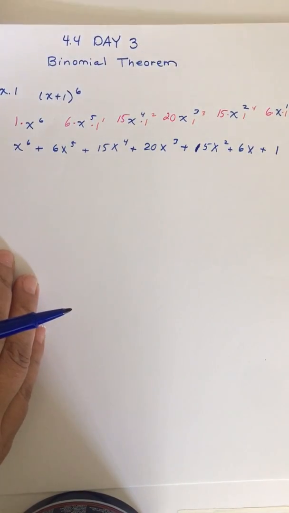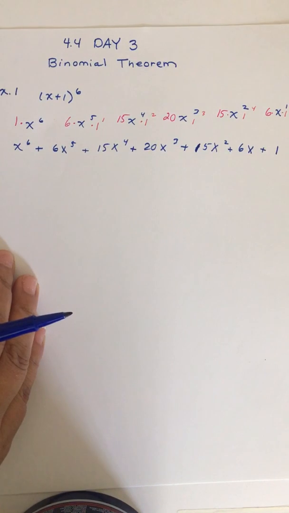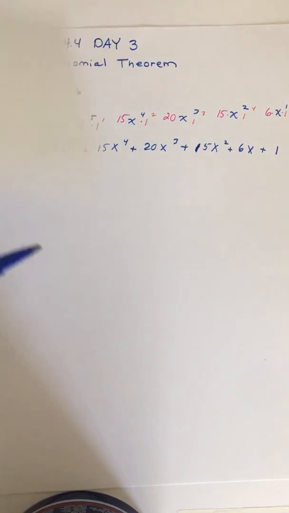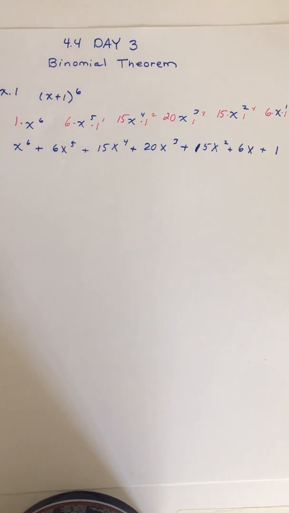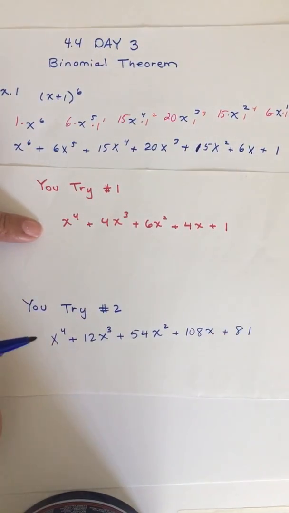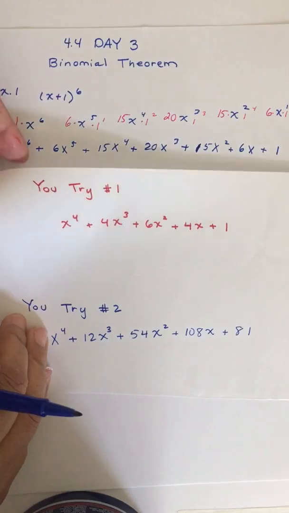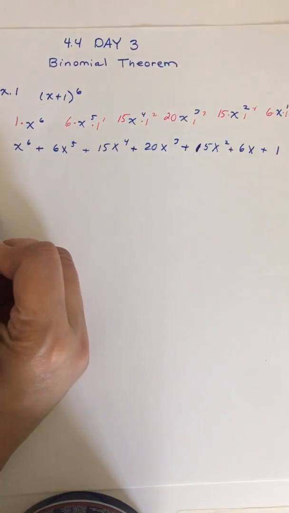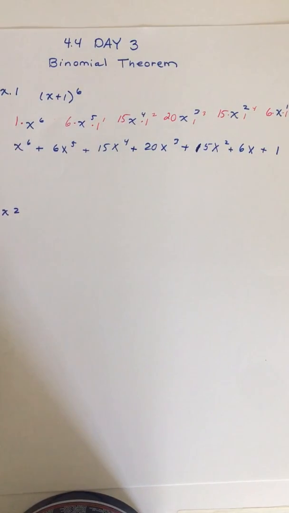All right, you have the u-try. I am going to give you the answer to the u-try, so you probably want to pause it right now and work on that. Okay, there's your answer, so you can check it when you're ready. And I'm going to go on to example 2, so you want to come back to example 2. Okay, example 2 is x plus 2 to the 5th power.